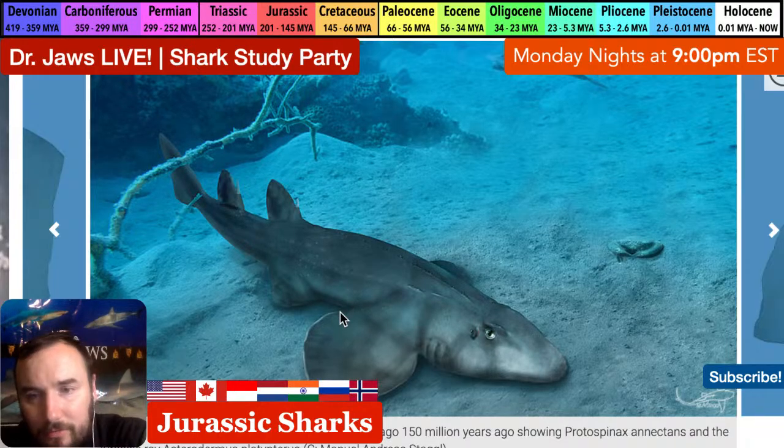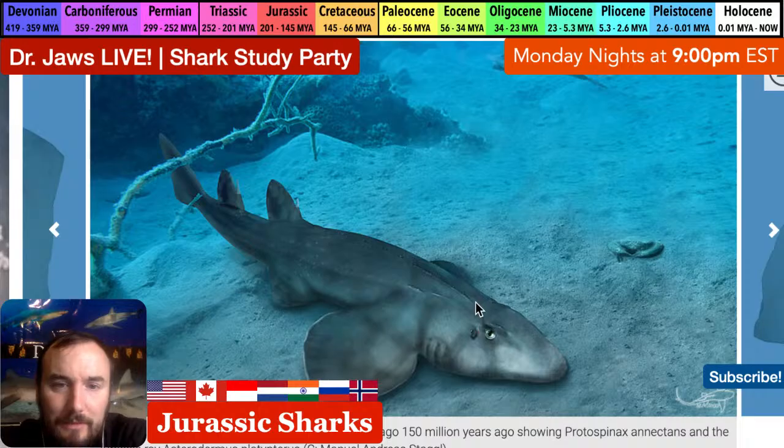But it does look so strange, and I love the idea that it's an ancestor of galeomorphs, because if I'm not mistaken, I think heterodontiforms are galeomorphs too. So it kind of has the traits of a bullhead shark, but it also has traits of the modern-looking carpet sharks and cat sharks. So pretty interesting.